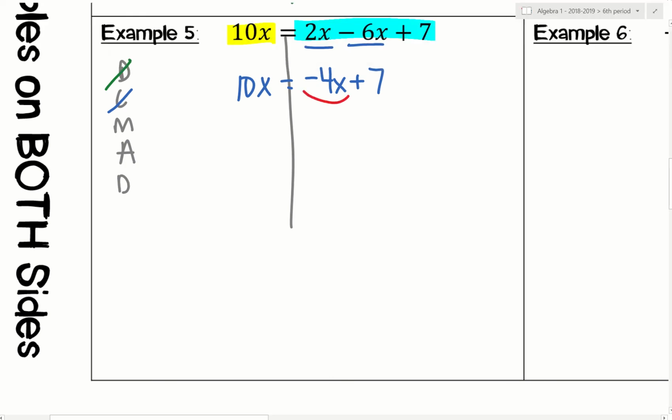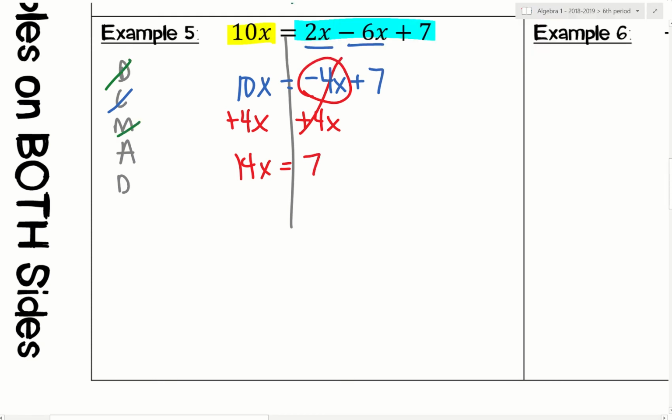Okay? So how do I move this negative 4x? Good. Whatever I do to one side, I always do to the other. Y'all are amazing. So what is 10 plus 4? 14x. These x's canceled over here, so I'm left with just 7.